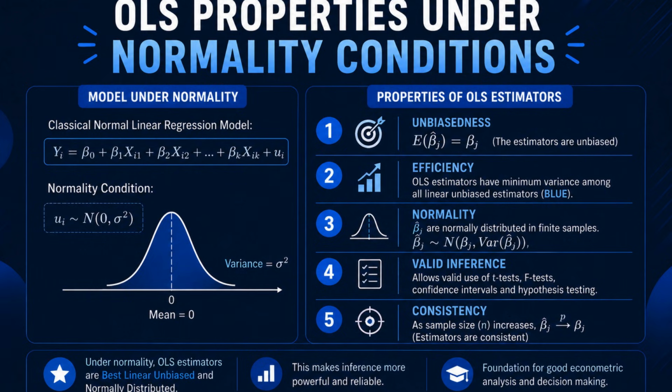Third, normal distribution of the OLS estimators. Now normality gives us an additional and very useful property. If the error term is normally distributed, then the OLS coefficient estimators are also normally distributed in finite samples.